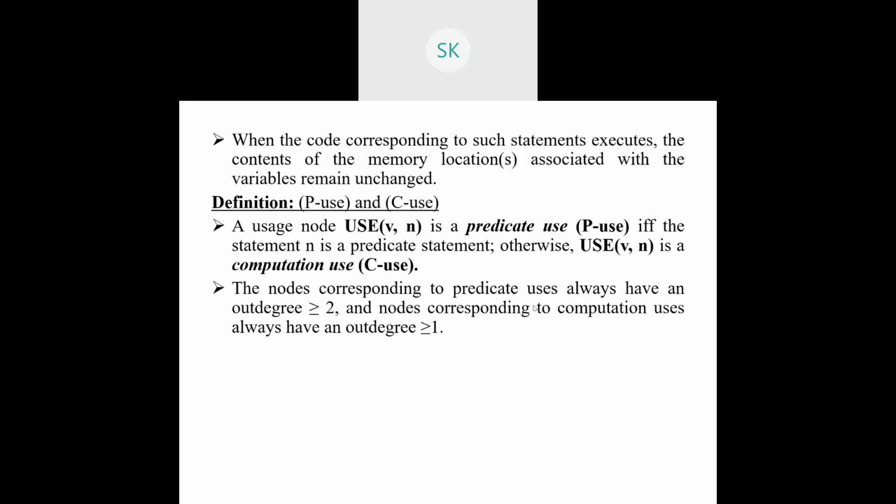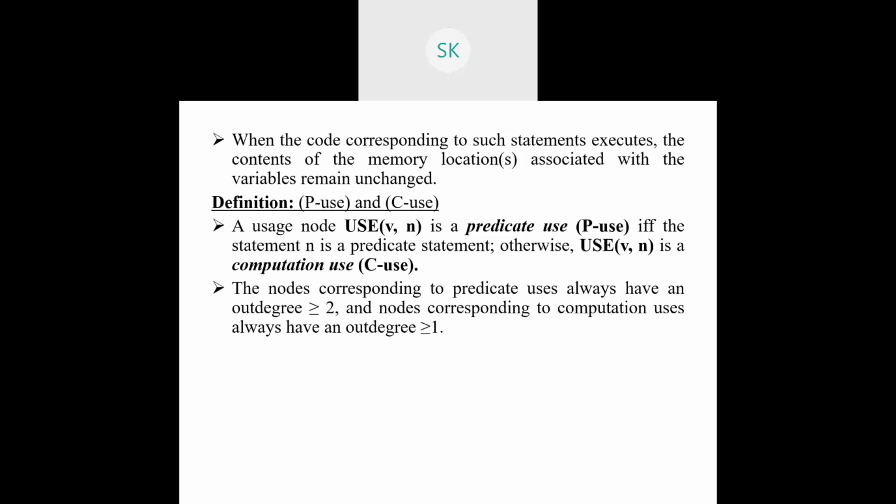Where we left off in the last class was data flow testing. In data flow testing, we have seen some definitions: the use node, the define node, and what PUs and CUs are with respect to usage nodes. So we have seen this, right?